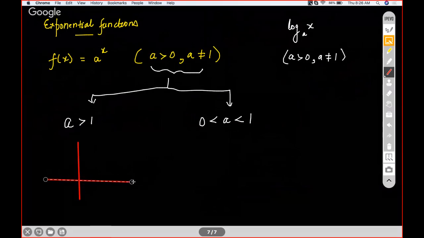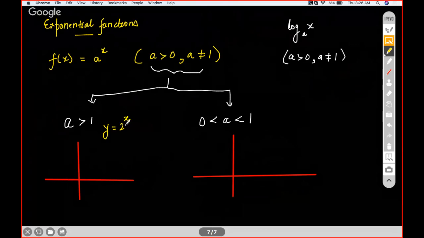For both these scenarios, the graph is slightly different, so I'll draw the graph for both of them separately. Let's take a case where a is greater than 1. Tell me any value of a greater than 1. Like 2. Let's say I want to draw the graph of 2 to the power of x. If you take the value of x as 0, y will be 1.